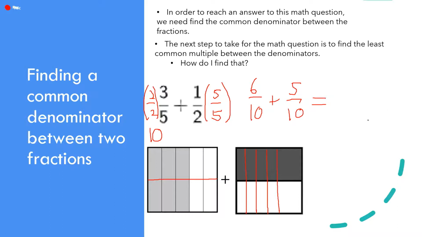So now this is tenths. Let's redo that. 1, 2, 3, 4, 5, 6 tenths plus 1, 2, 3, 4, 5 tenths. So we have tenths here. 1, 2, 3, 4, 5. 6 plus 5 is 11 tenths.